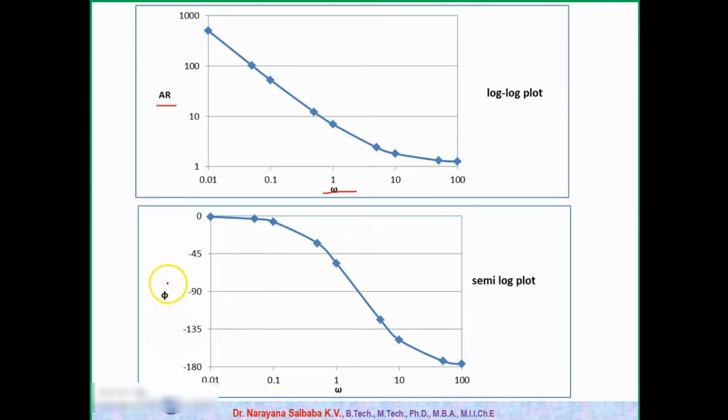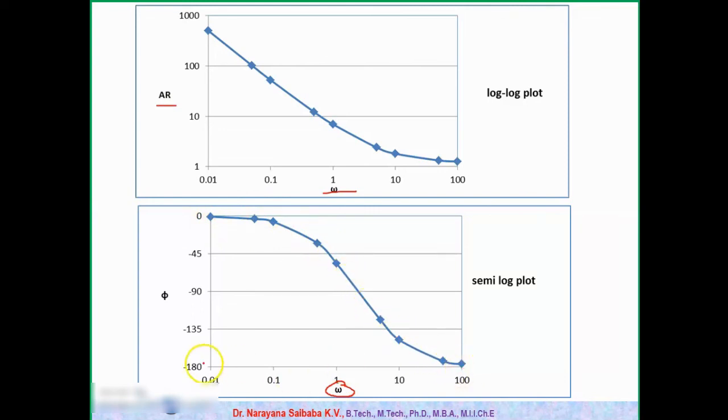Here phi values we have taken. One side is the normal, ordinary scale, whereas on the x-axis we have taken omega, which is a logarithmic scale. The Bode magnitude plot has log AR versus log omega, that's why here we have used a log-log plot, whereas here phi versus log omega is required, so we are using a semi-logarithmic plot. So y-axis ordinary scale, x-axis logarithmic scale. Once you take the scale like this, you can locate the points, and simply connect all the points so that we'll get the graph like this.